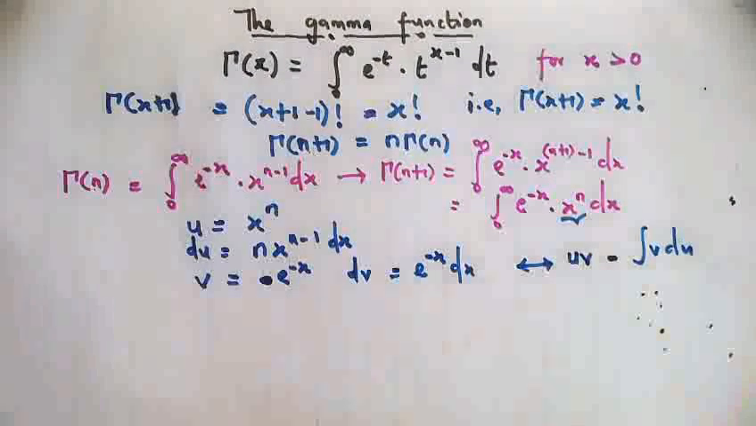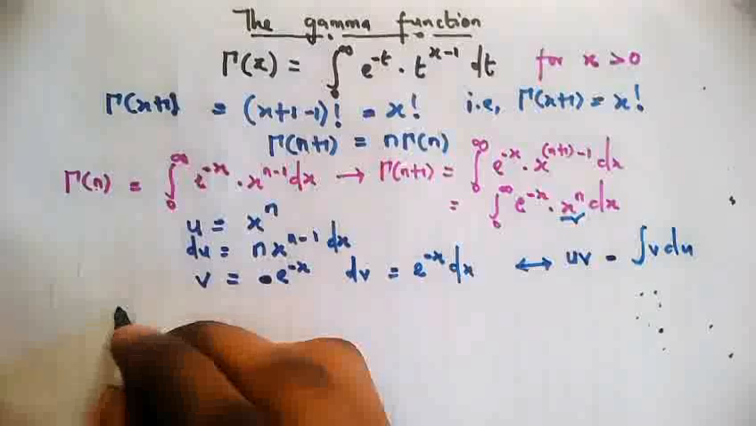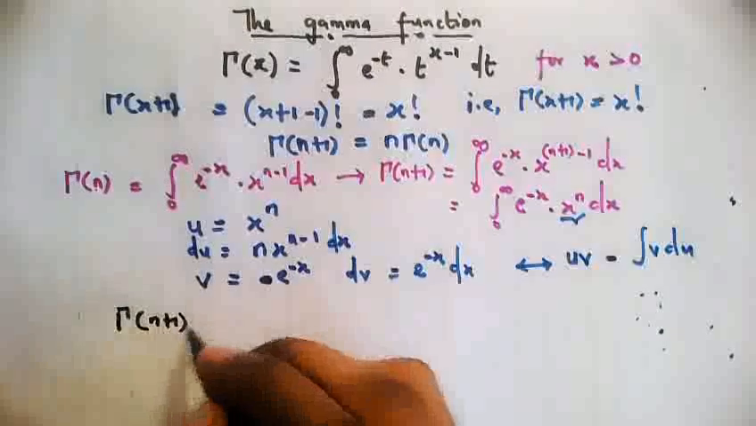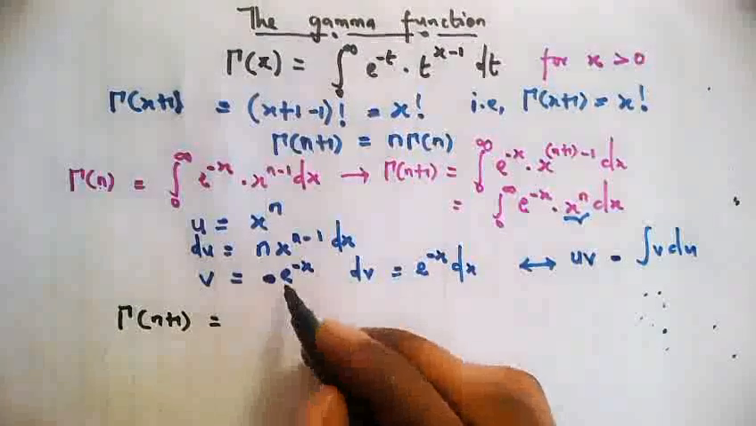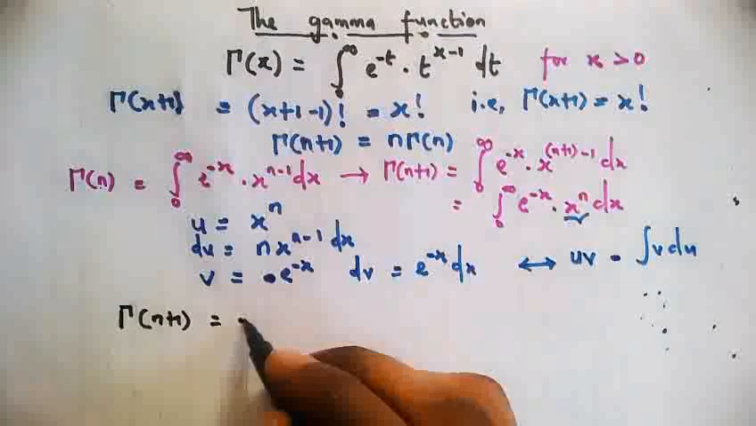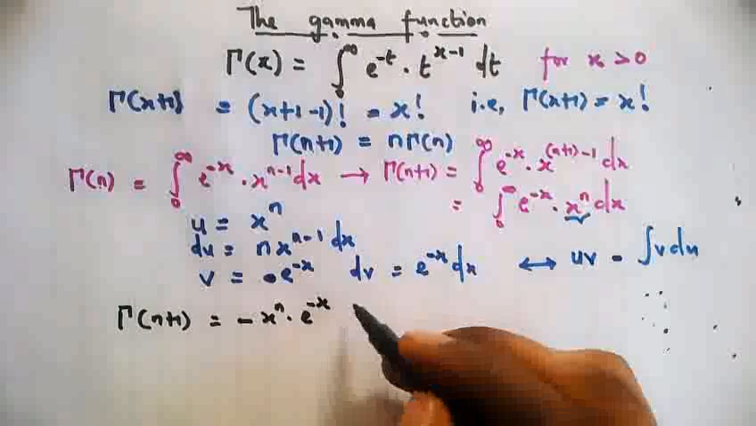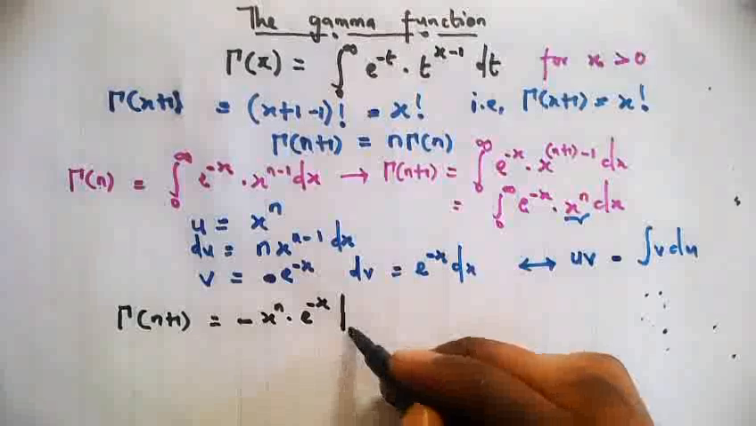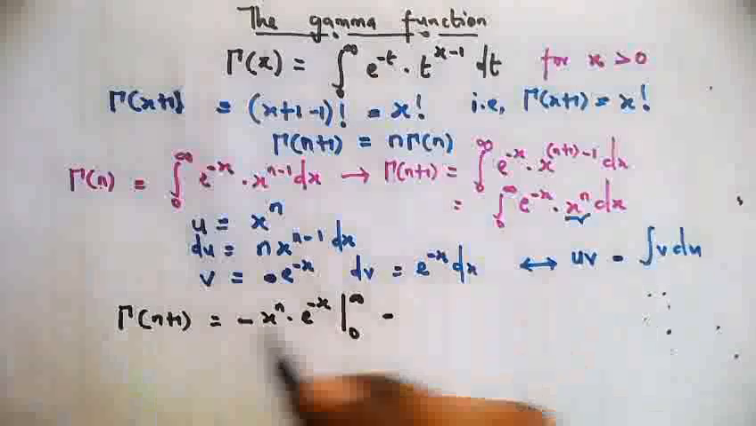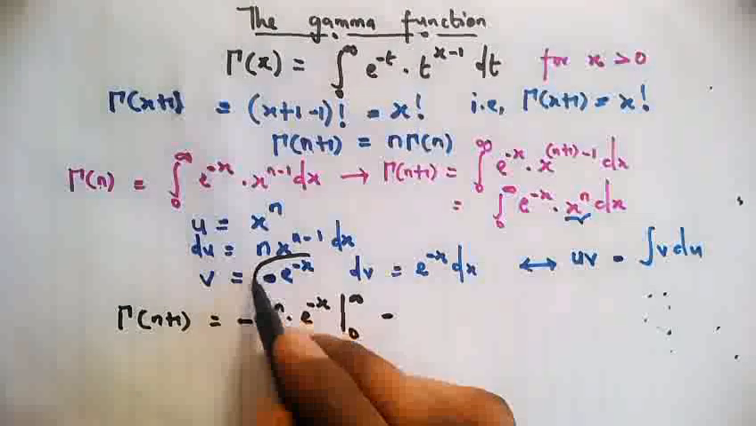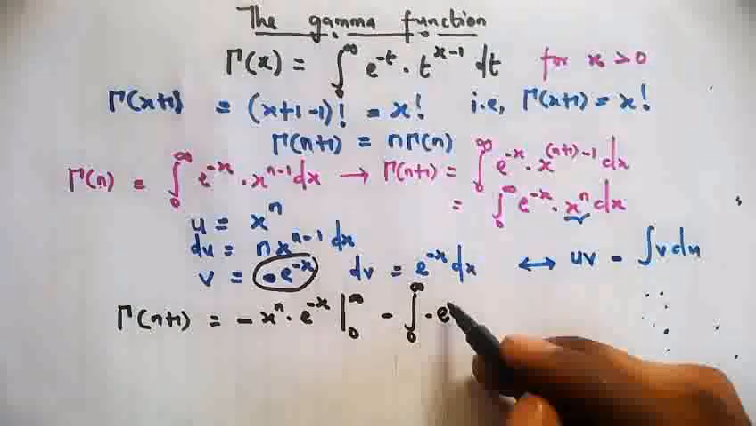Now we're going to apply this theorem here. So now what do we have next? We're having gamma of n plus 1 equal to uv. So uv is x raised to power n times negative e raised to power negative x. So let's factor out the negative sign first, then x raised to power n times e raised to power negative x. Remember that x is going from 0 to infinity, then minus, according to this theorem, the integral of v, that is the integral from 0 to infinity of negative e raised to power negative x.